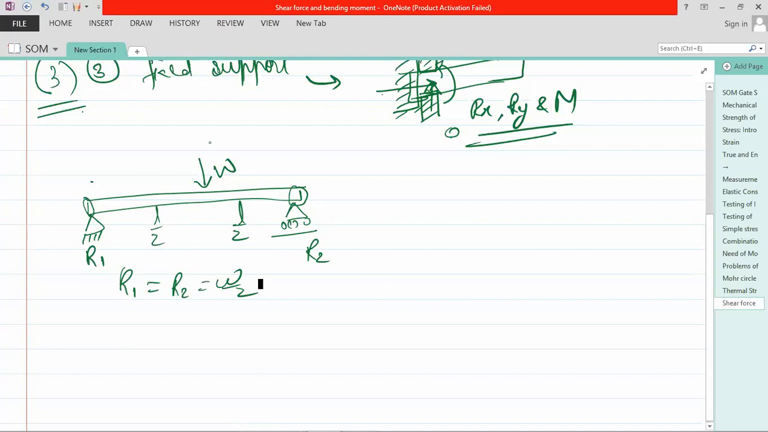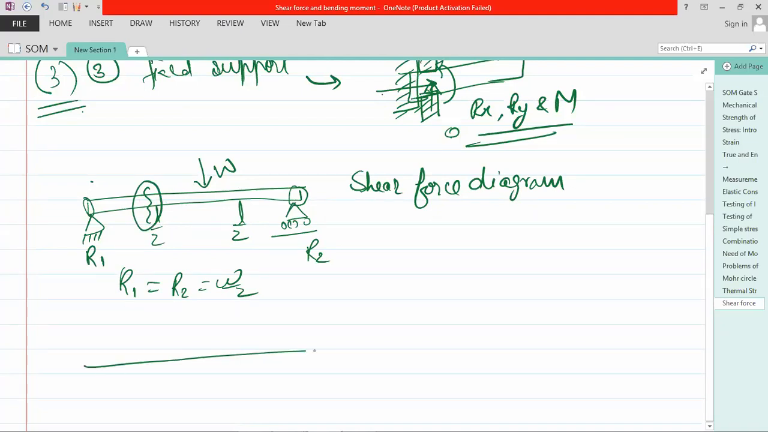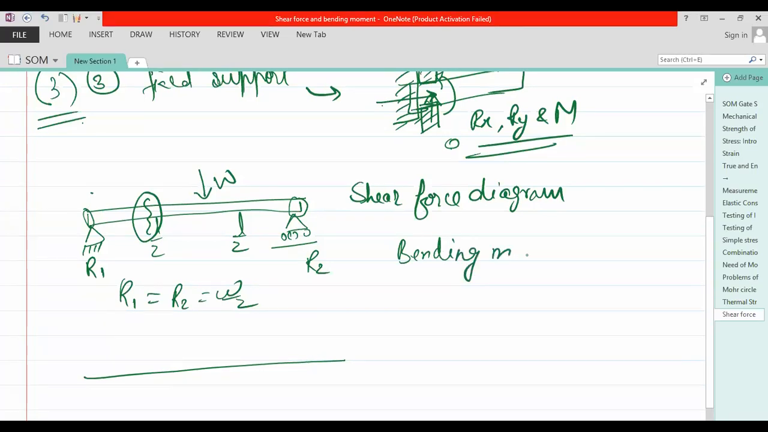Now, what happens if we look at the shear force in this? The shear force diagram shows the internal reaction force that is coming in the rod, over the entire length. And the bending moment diagram shows the internal moment that is generating inside the body.